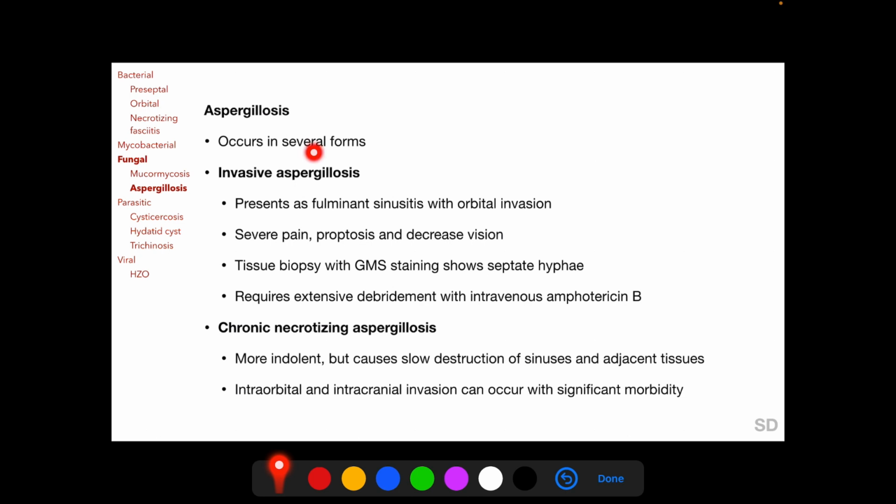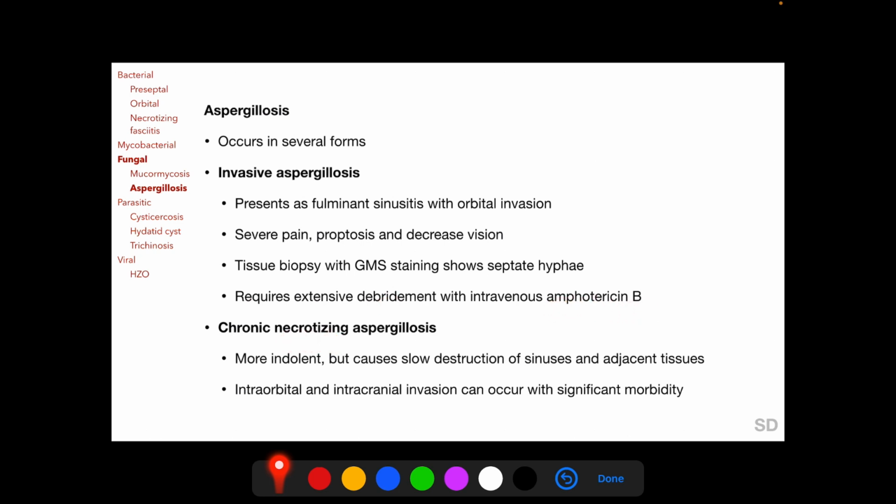Aspergillosis of the orbit occurs in several forms. We have invasive aspergillosis, which presents as a fulminant sinusitis secondarily involving the orbit with severe pain, proptosis, and decreased vision. Tissue biopsy shows septate hyphae which stain with GMS, that is Gomori methenamine silver stain, and this requires extensive debridement with intravenous amphotericin B therapy.